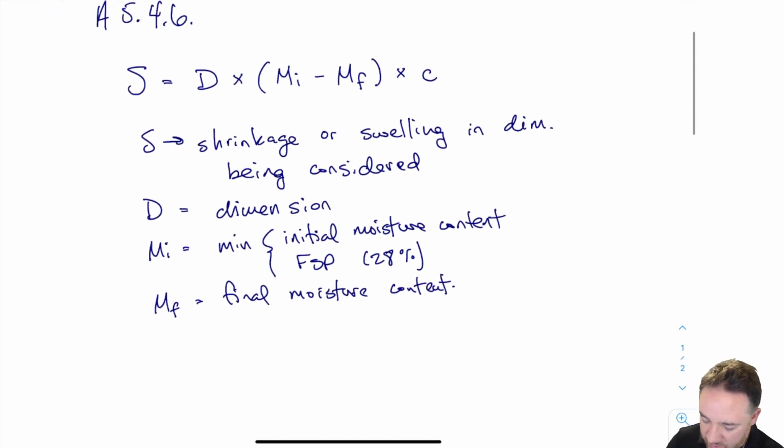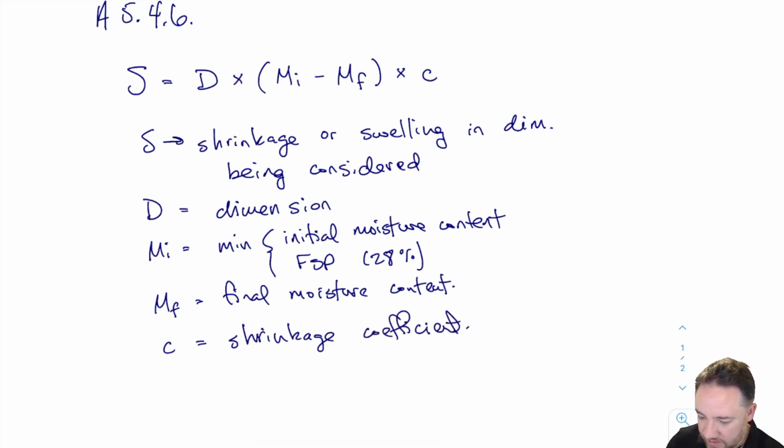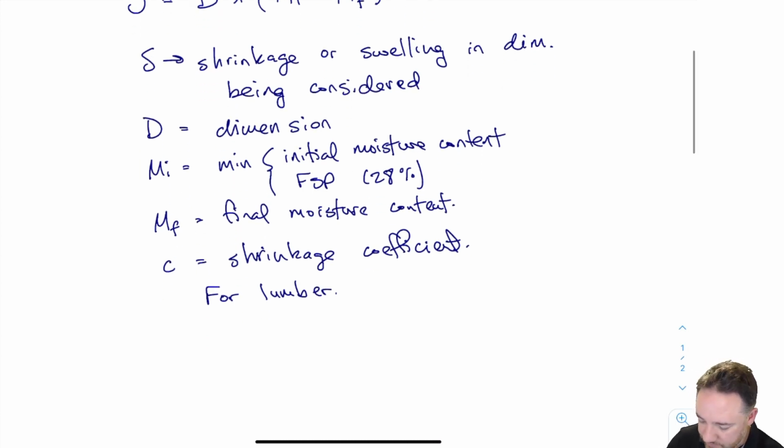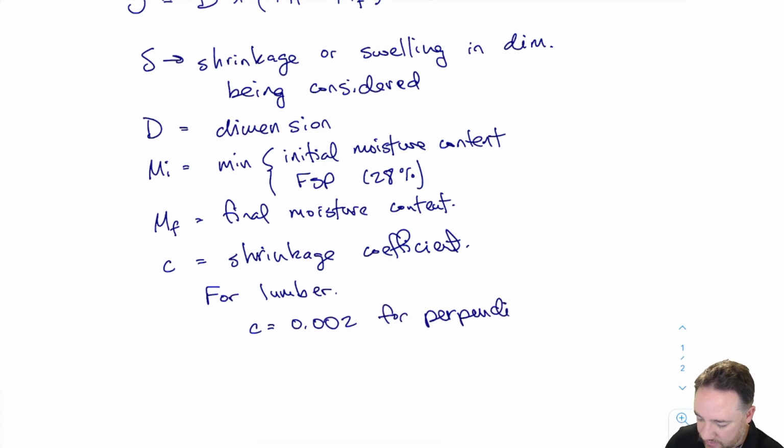Okay, and then the most important part of this is how do we know how much it shrinks or swells? We use this shrinkage coefficient, C, and that is equal to a different value depending on whether we're talking about perpendicular to grain or parallel to grain. They give some categories for lumber, and it says in the standard, if you're using a different kind of wood product, then you'll have to look up either from manufacturer standards or some other way what would be the actual shrinkage coefficient for that product. But if we're talking about regular lumber, then it recommends that C is 0.002 for perpendicular to grain, and 0.0000405 for parallel to grain.